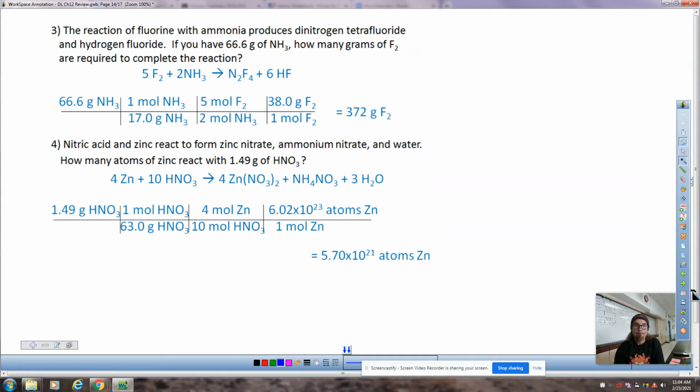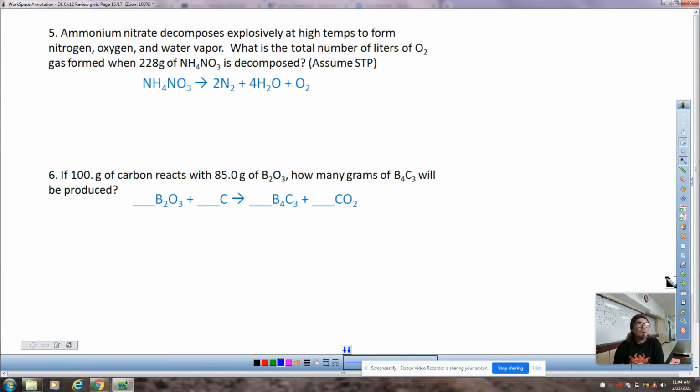2 more. Question 5. Ammonium nitrate decomposes explosively at high temperatures to form nitrogen, oxygen, and water vapor. What is the total number of liters of oxygen gas formed when 228 grams of ammonium nitrate decompose? Give you a moment to solve that one.